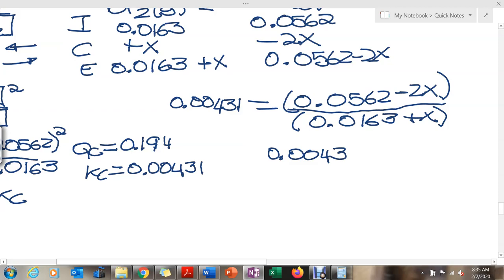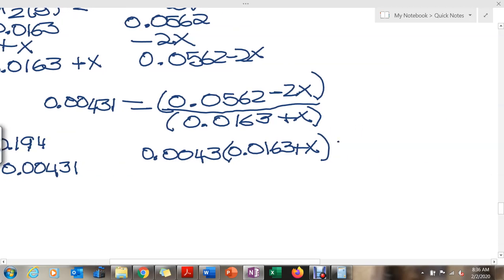0.0431. You cannot drop it because this is too big still. It has to be around -4. And then you have to prove that your assumption is correct. So you multiply this by 0. You took this to the top. Multiply both sides. Plus X equals 0.0562 minus 2X.